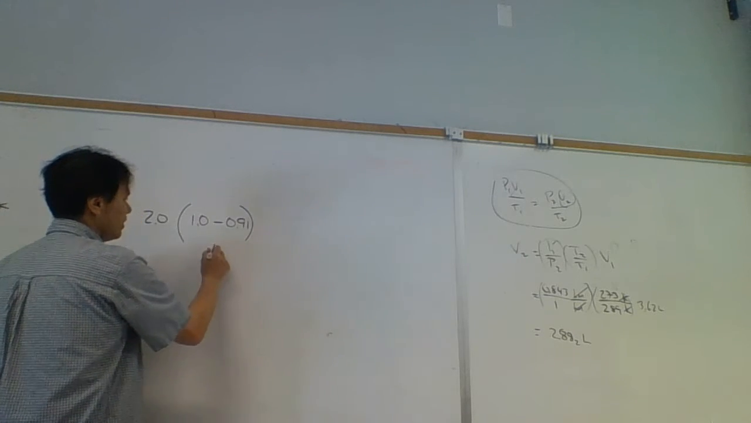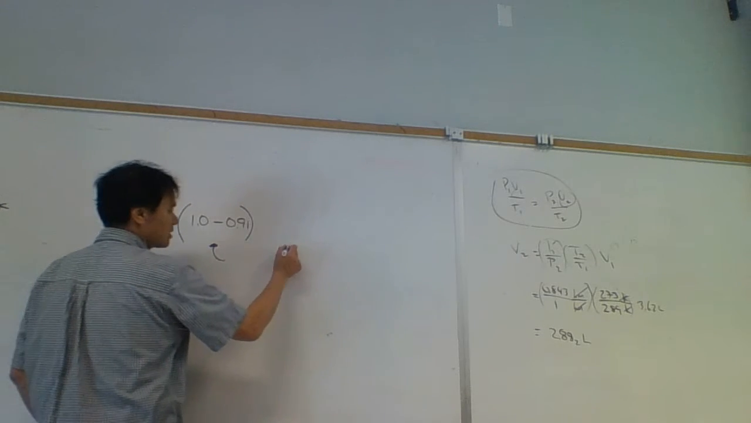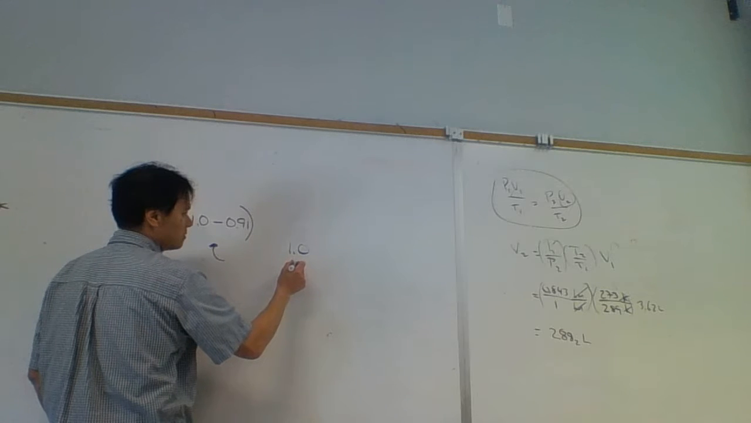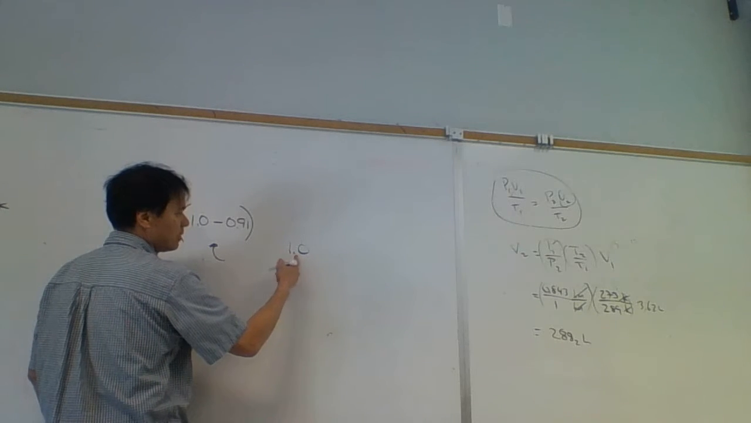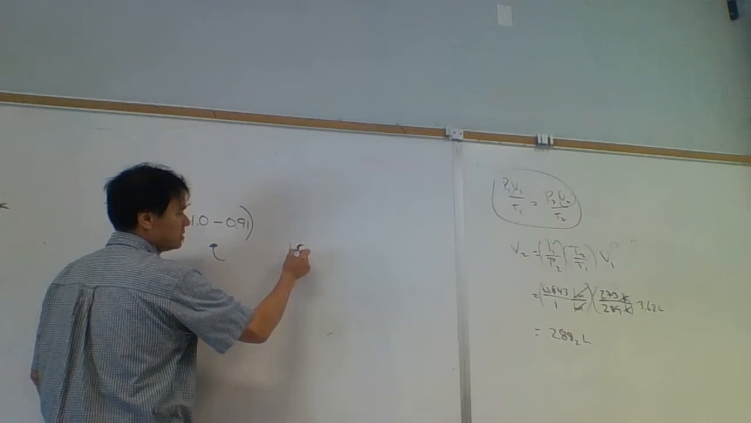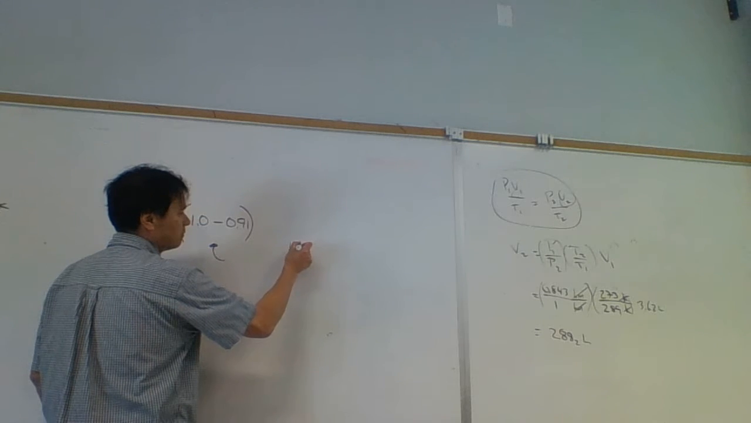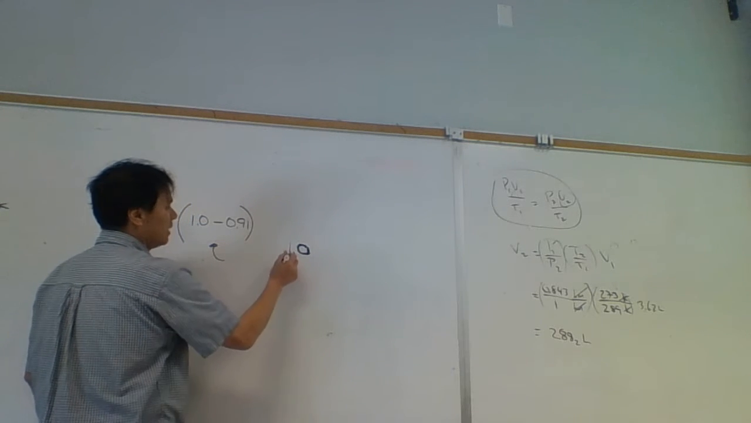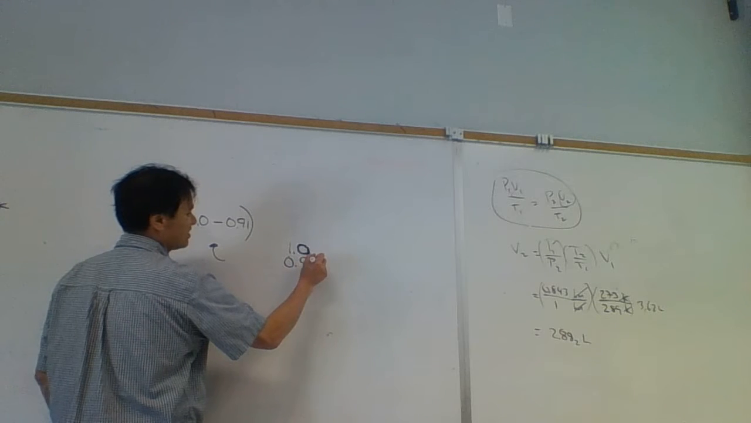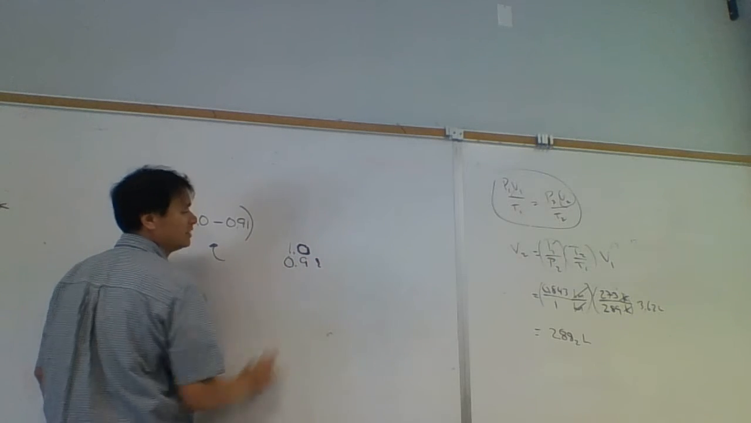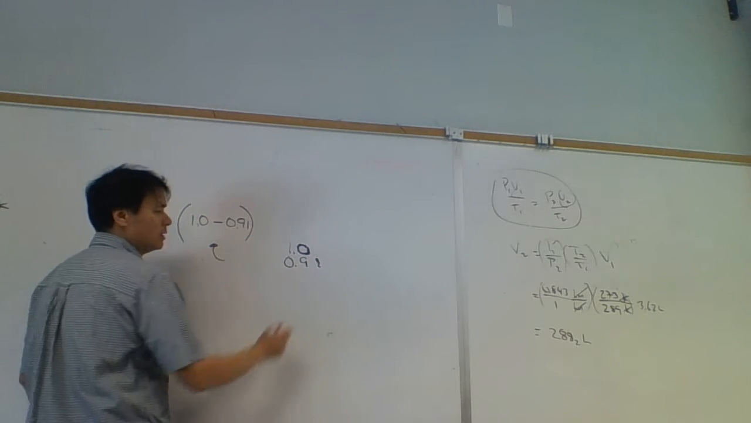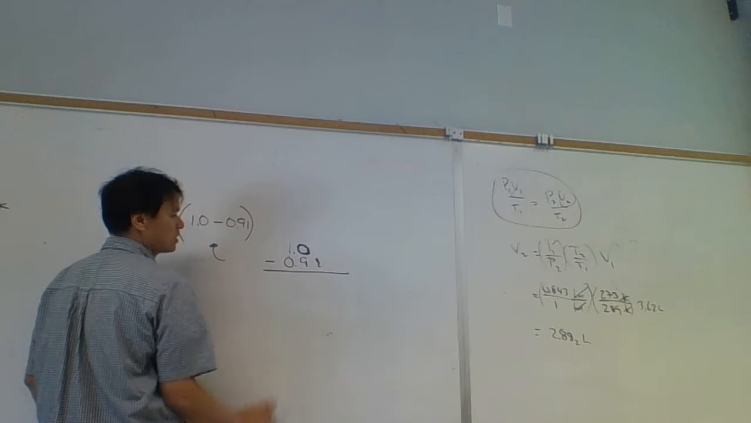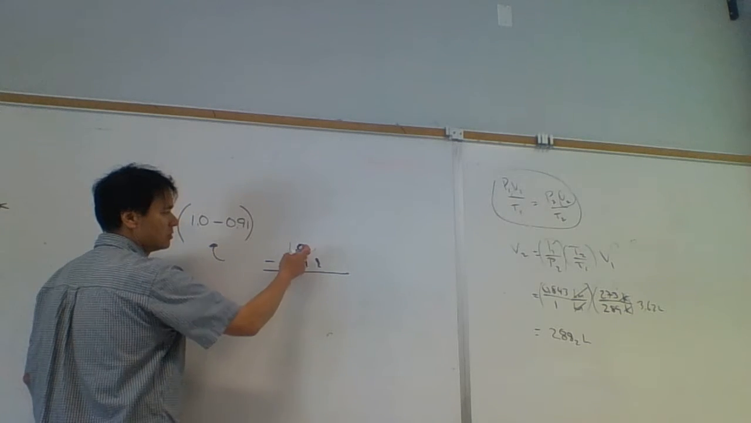But what we have to do is the subtraction first, and for subtraction, we don't care about sig figs, we care about decimal places. Here the uncertain digit is in the first decimal place, but in the second number, the uncertain digit is in the second decimal place. So if we do the subtraction, that puts the uncertain digit here.